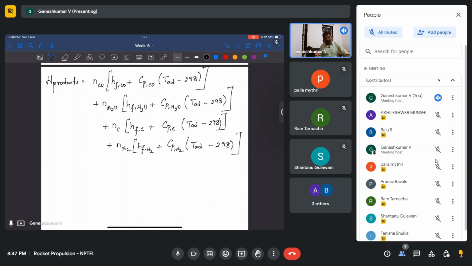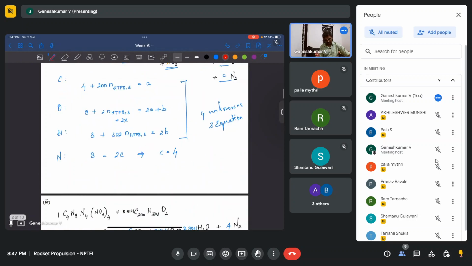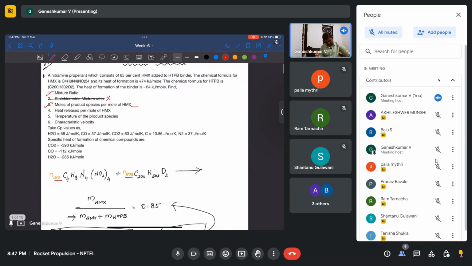From the definition we know that H of N2 is going to be 0. This is 0 because N2 is a naturally occurring element at 298 Kelvin, and it's an element, not a molecule, so the formation enthalpy of N2 is 0. And other things, carbon also appears as an element, so let's see what they have given.